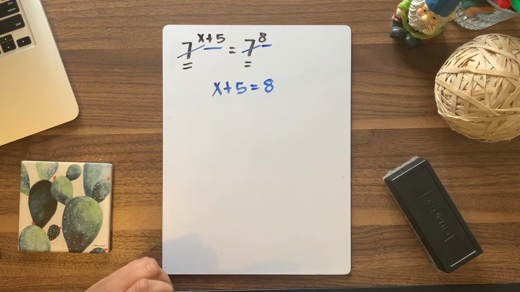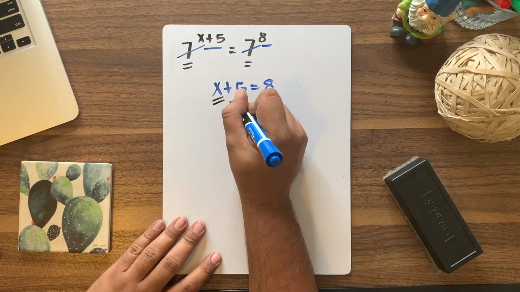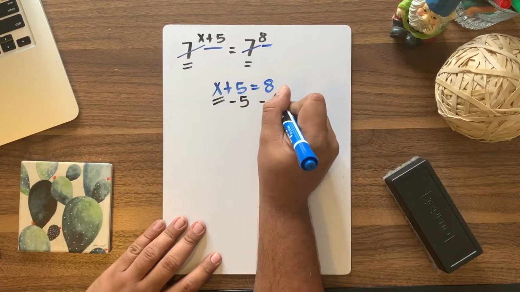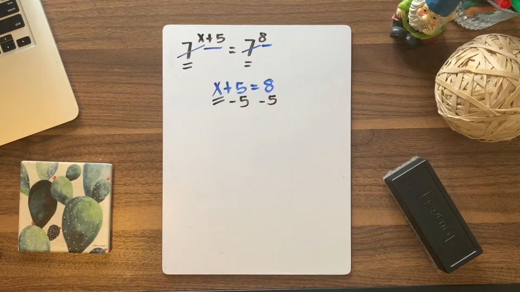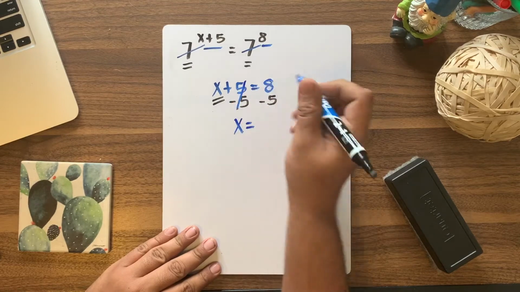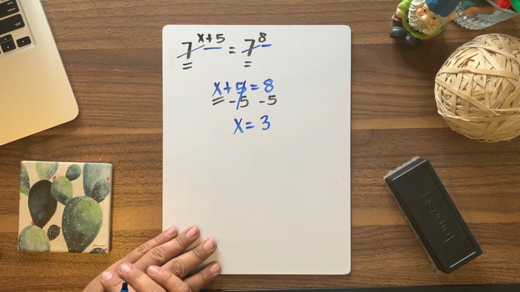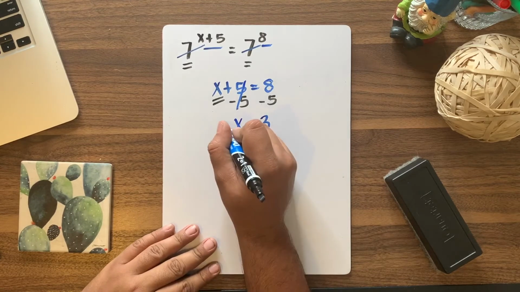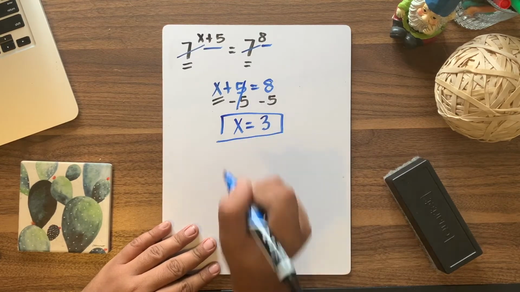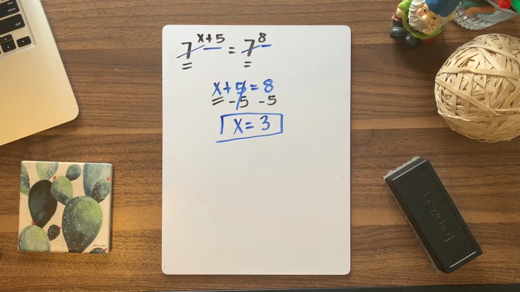Now let's solve for x. We need to solve for x. So let's move that 5 to the other side, and you end up with x is equal to 3. Now in exponential equations, you don't have to check your answers. This would always be true, because exponential equations don't have limitations like logs do.